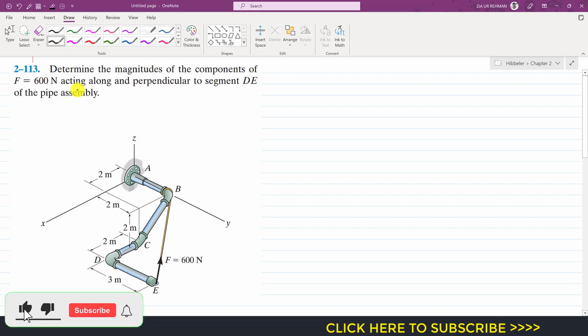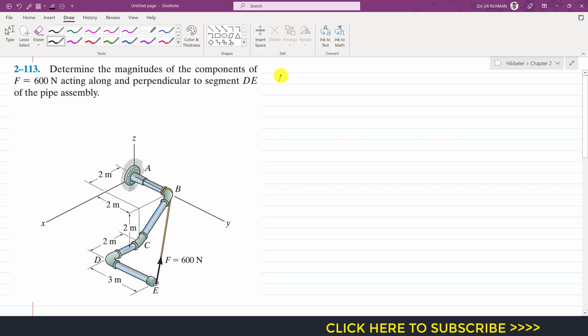Let's solve one more problem. The problem says: determine the magnitudes of the components of force F, 600 Newton, acting along and perpendicular to segment DE of the pipe assembly. So we are required to find the components of this force F along DE and perpendicular to this DE pipe. So we need to find the Cartesian vector representation of this force F.